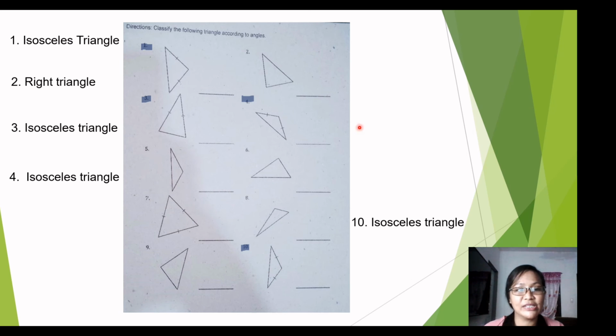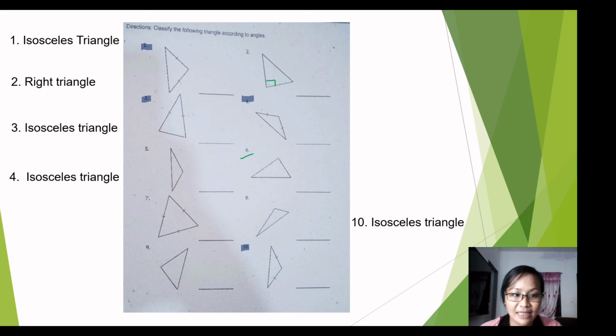Next, number 2 is a right triangle. This line is perpendicular with this line. If they are perpendicular, it forms 90 degrees. Therefore, number 2 is a right triangle.